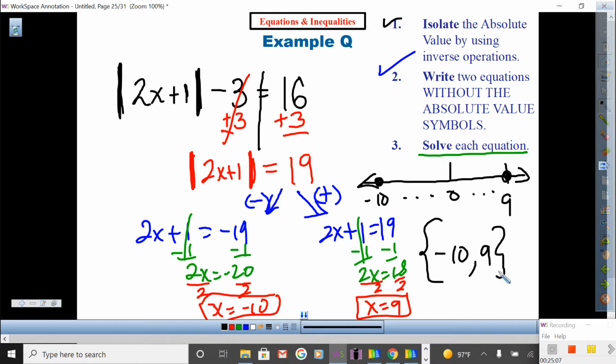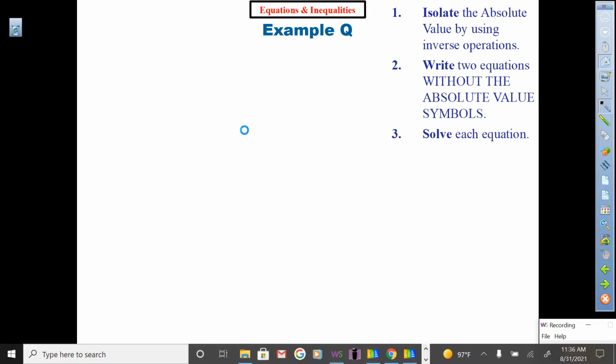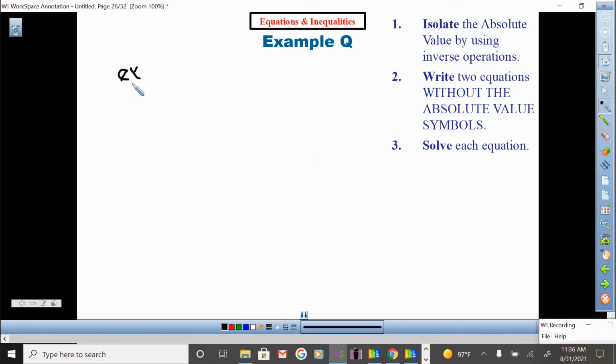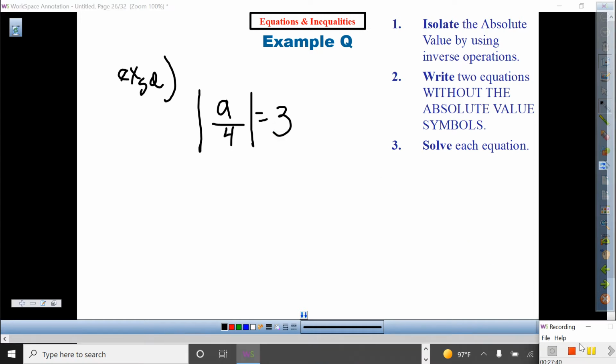Show me with your fingers how you're feeling about these. Okay. Alright. Example super Q, copy this. Example super Q. Let's do absolute value, A over 4 equals 3. I'm going to give you a head start. Let's see how you do with that one. Ready?